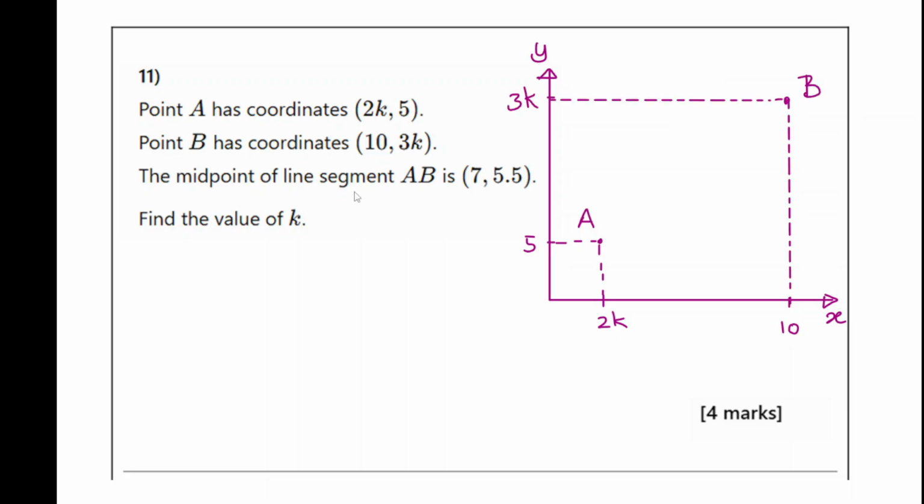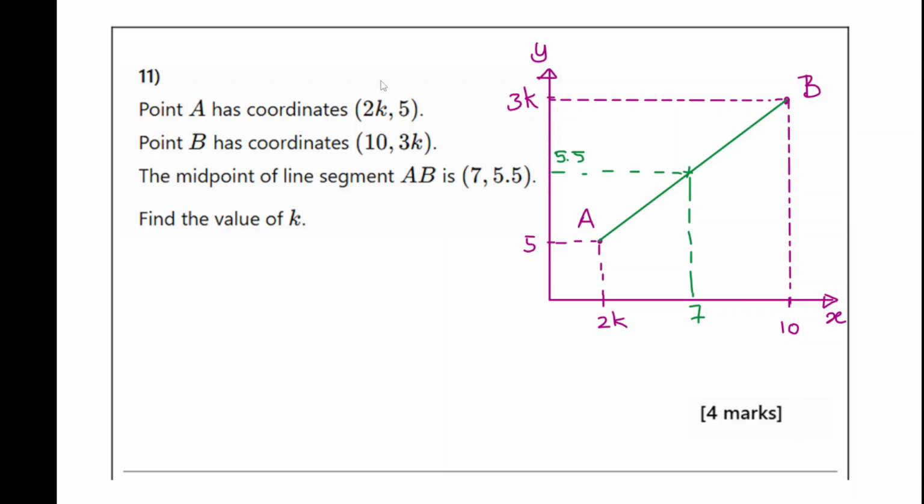The midpoint of the line segment AB is 7, 5.5. Here's the line segment and the midpoint is here. So it's 7 here, your x value, and the y value is 5.5. Find the value of k. This question actually is easier than it looks. So here's what you do.